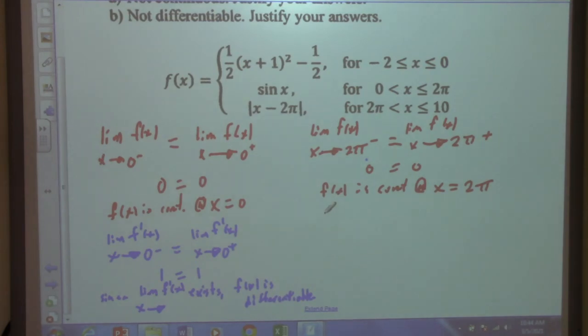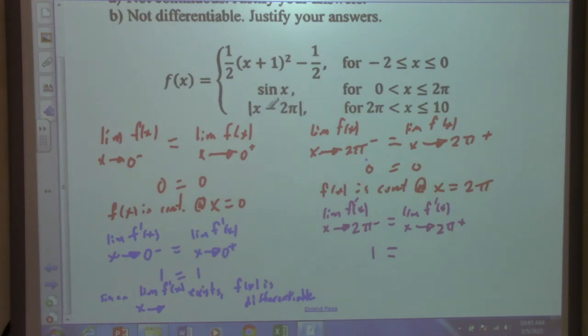Now in this one, we have the limit as x approaches 2 pi from the left side of f prime of x, right, equals the limit as x approaches 2 pi from the right side of f prime of x. And then what we have on the left side is this sine x here. So what's going to be our derivative of sine x? Cosine x. And what's going to be the cosine of 2 pi? 1.